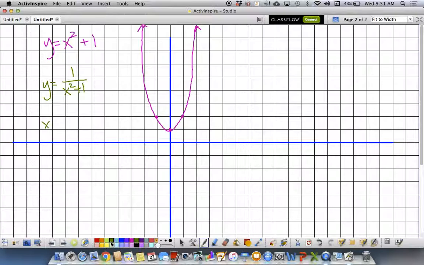So if you want, because I know that you do, to do a t-chart. If x is 0, what is y? Simply 1. Plug it in. If x is 1, y is 1/2. If x is 2, y is 1/5. What if we started plugging in negatives? What if x is negative 1? It's still 1/2. Negative 2 is 1/5 because we're squaring the x's.